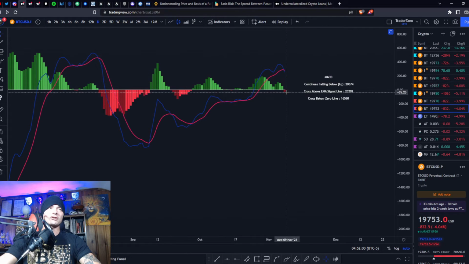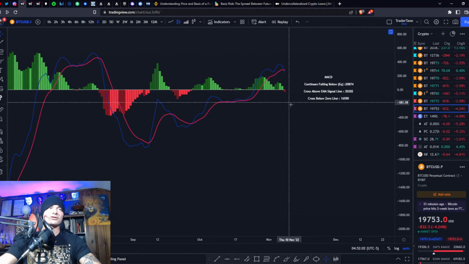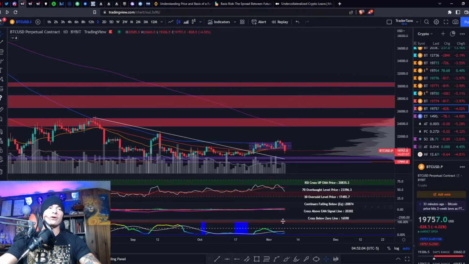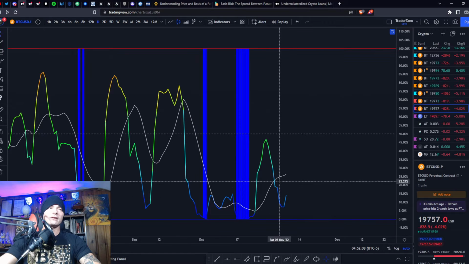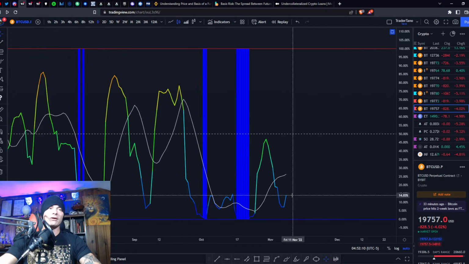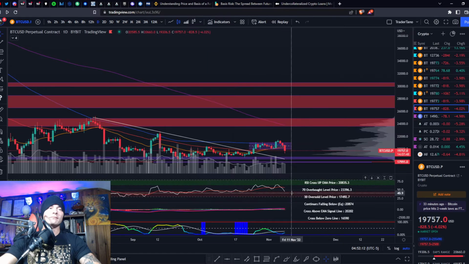MACD, fresh cross of the signal line. Negative momentum is starting to increase. Barely. It just started. The move just started. Look at this. BBWP is just turning around. Moving average has a positive slope. We are above the 10% level. The move has begun. We're not talking about shorter term time frames. We're talking about the daily.